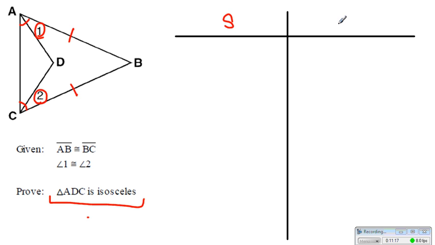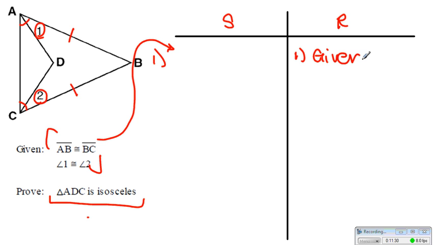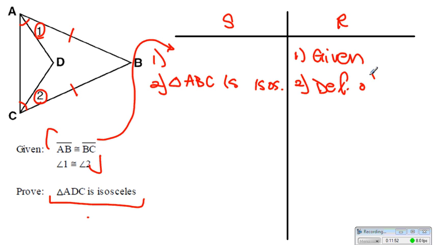All right, then let us write this one up together, statement and reasoning. First, we're going to assume everything written in the given has been repeated. Now, statement number 2: triangle ABC is isosceles. Number 2, that's because two line segments are congruent, which is the definition of an isosceles triangle.